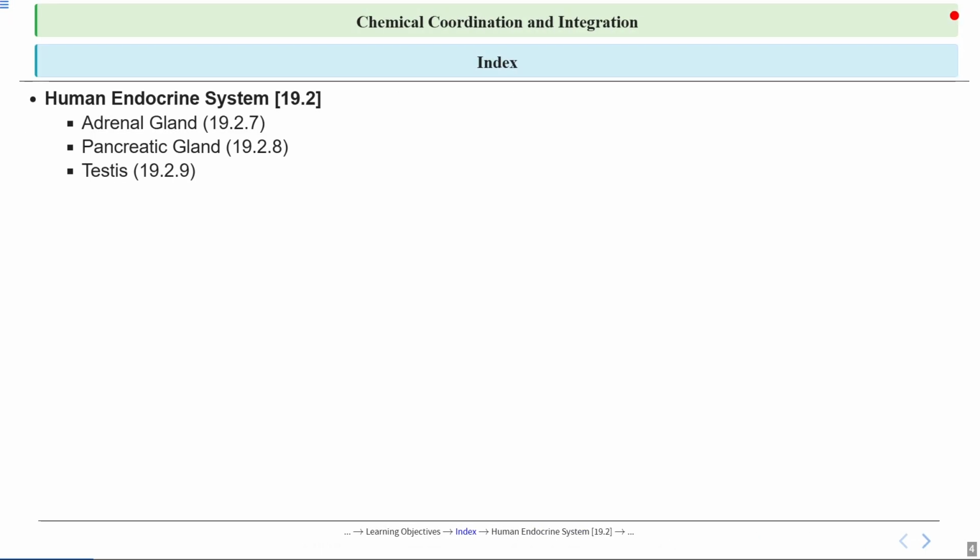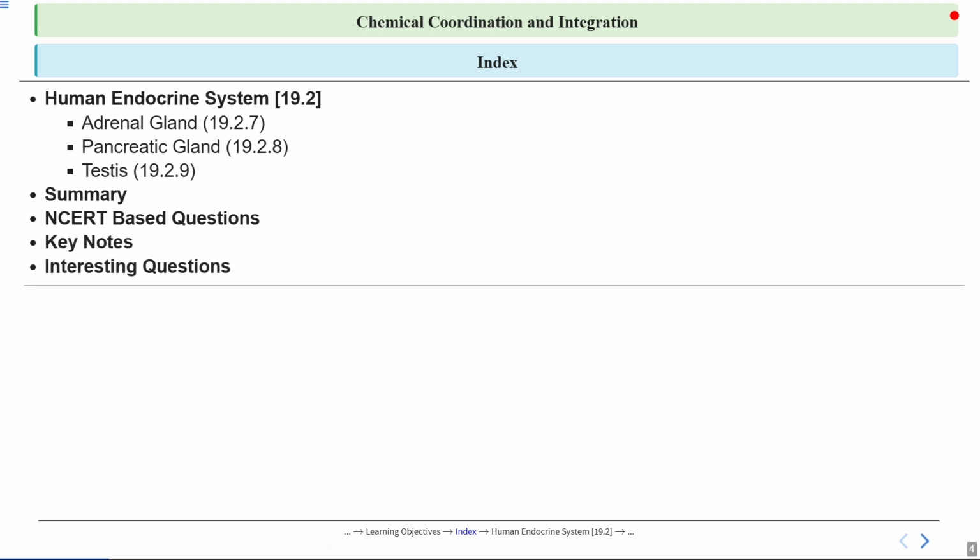So this is the index for today. We will cover the human endocrine system. Here we will discuss the adrenal gland, pancreatic gland, and testis. We'll wind up the chapter with a summary. We'll discuss some NCERT based questions. Finally, we'll end this session with some keynotes and interesting questions.